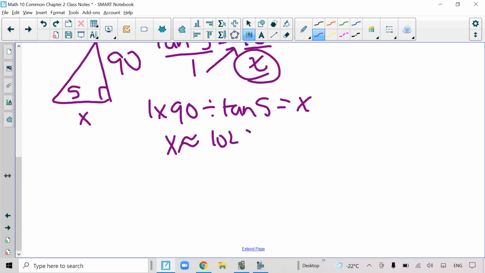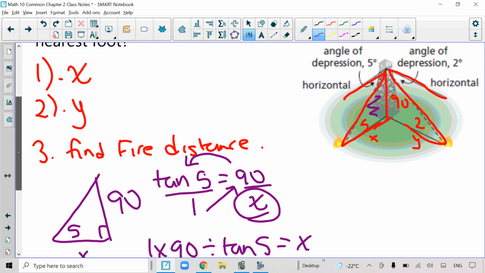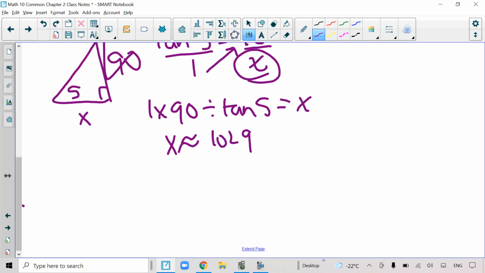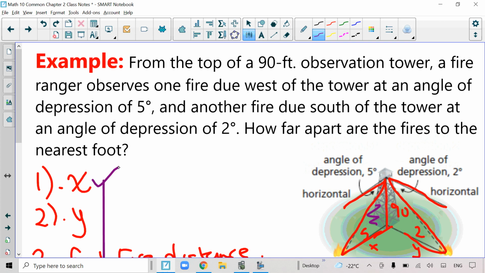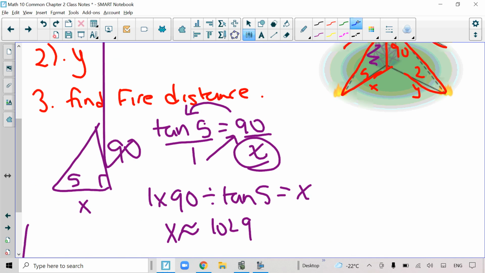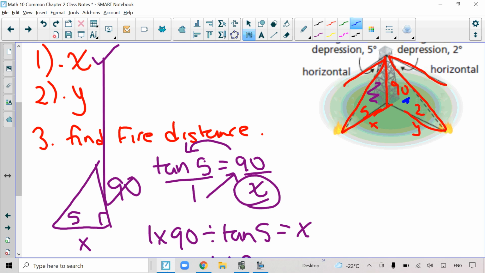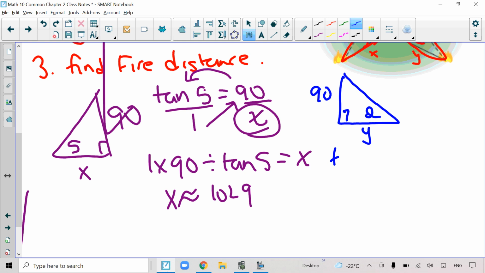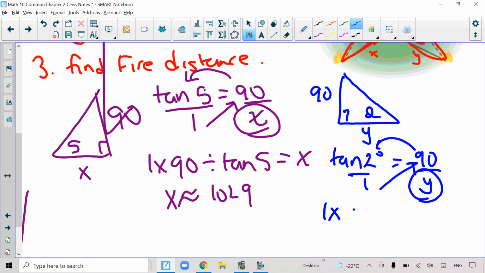Okay, now let's go up and do the same thing. We've found x. So now let's go ahead and find y. To find y, I'm going to go to the other triangle on this side here. This is 2 degrees, 90, and I want to find y. So again, this is opposite over adjacent, tangent again. So tangent of 2 degrees is equal to opposite over adjacent. Put that over 1, and I will cross multiply and divide what's left. So 1 times 90 divided by tan of 2, and that is what my y value will be.